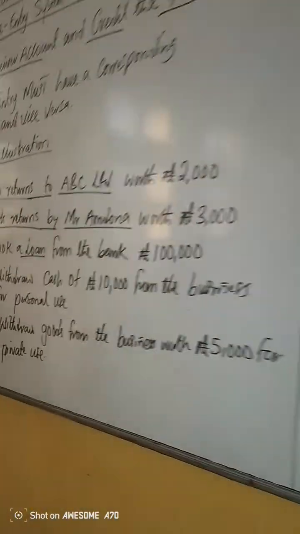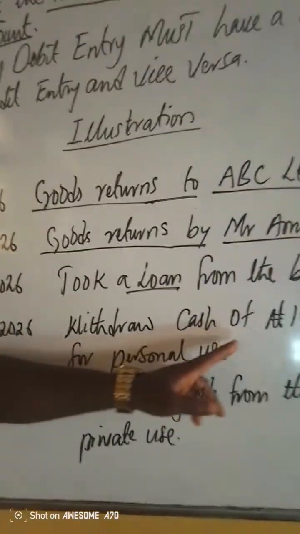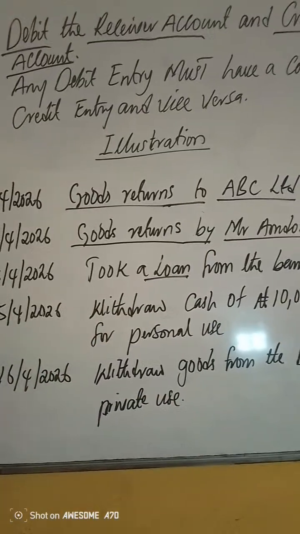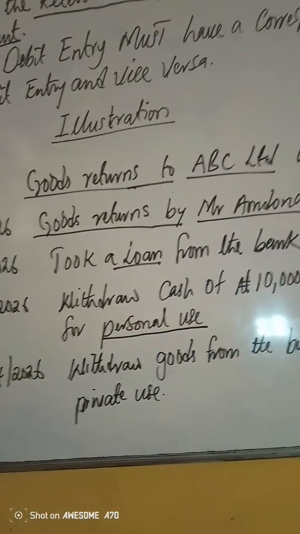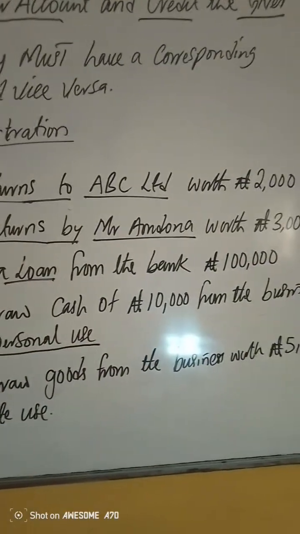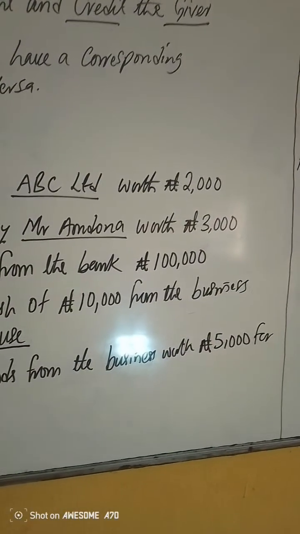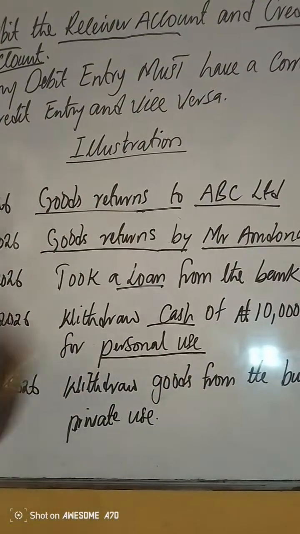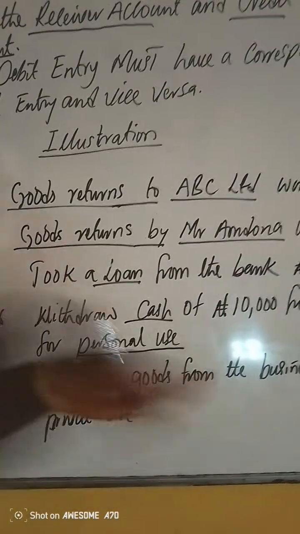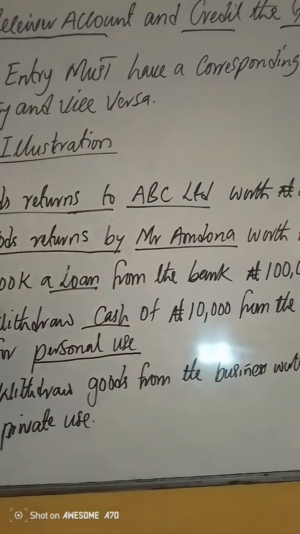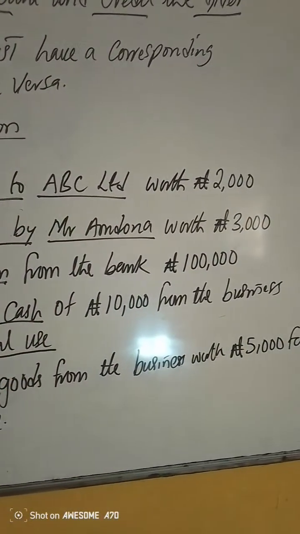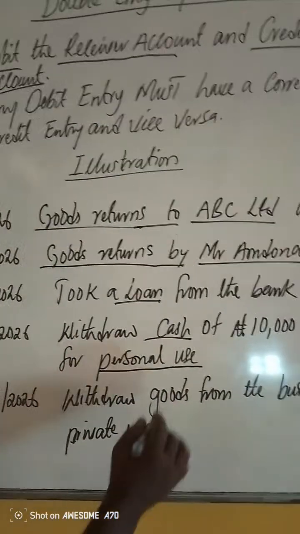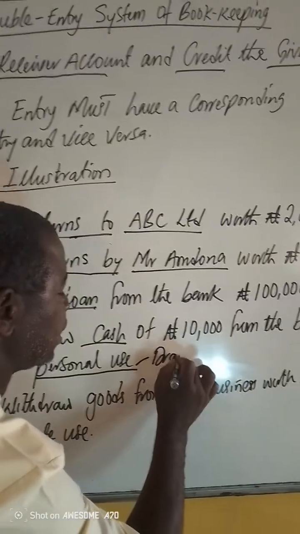Let's continue. Here we are saying we drew cash of 10,000 from the business. Mind you, the emphasis here is for private use. You are taking cash from the business. Which one is the giver account and which one is the receiver account? The giver account here is cash, meaning cash has been taken out of the business. As cash is taken out of the business, cash becomes the giver. The giver is what you give, and the business is giving out cash, but this time to the owner of the business, for personal use. So personal use in accounting is what is qualified to be called drawing.